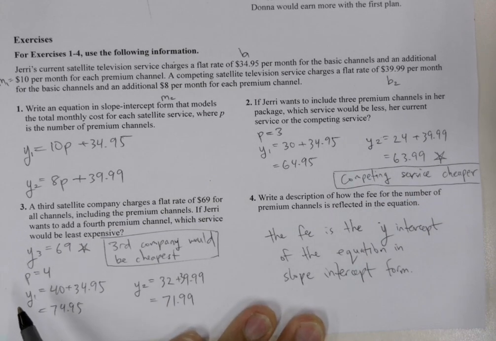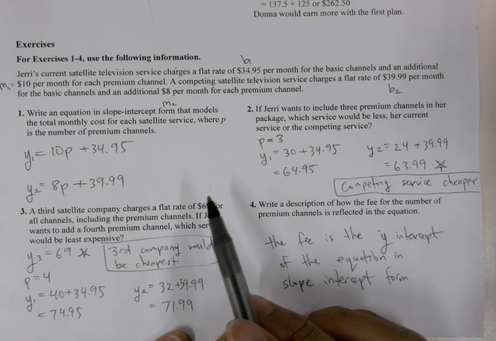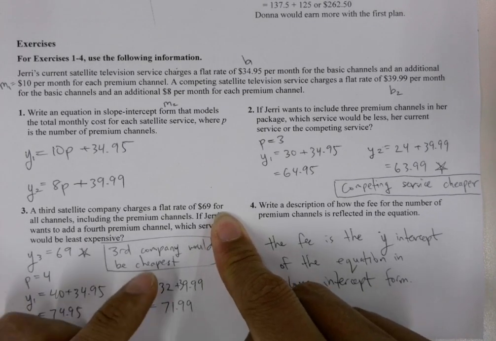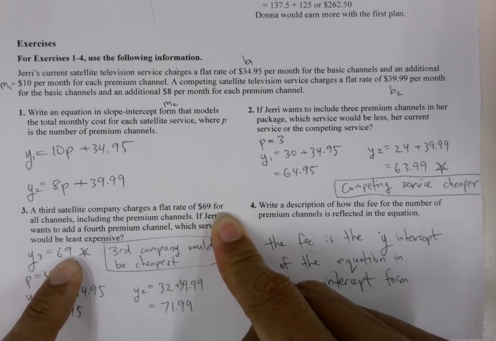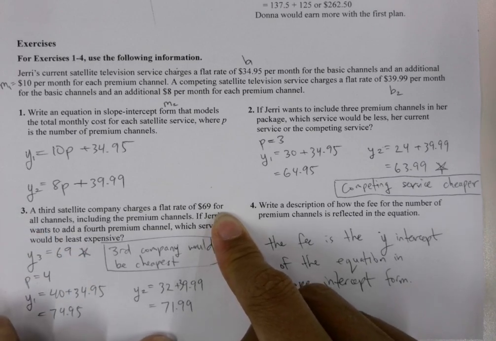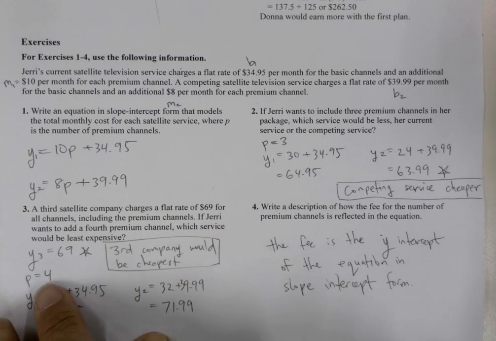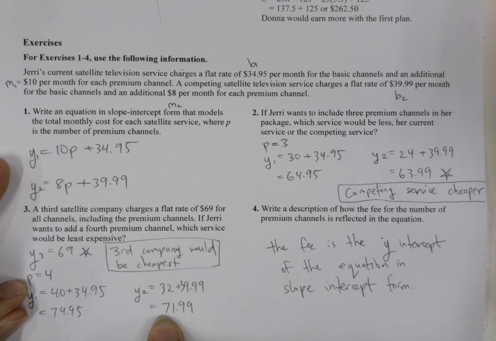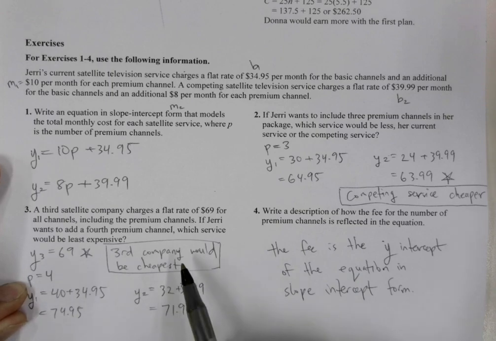And then down here, we have this third company that doesn't have a per channel cost. All it has is a flat rate of 69. And what kind of equation would that come up with for total cost? It would be total cost, the Y, is equal to 69. That's it. Right? So now we're comparing if we want to add a fourth premium channel. So that means P is going to equal 4. And we plug into equation 1 and equation 2. And we say which one is the cheapest. And it comes out that the third satellite company is the cheapest company.